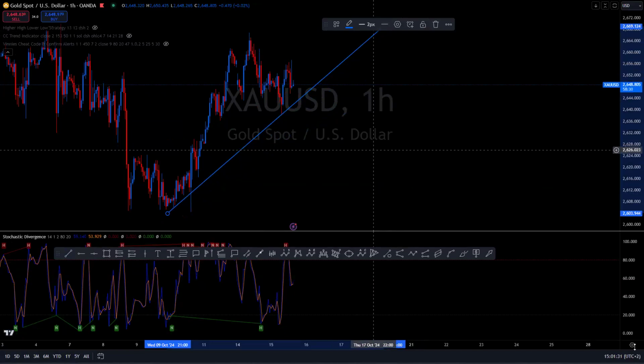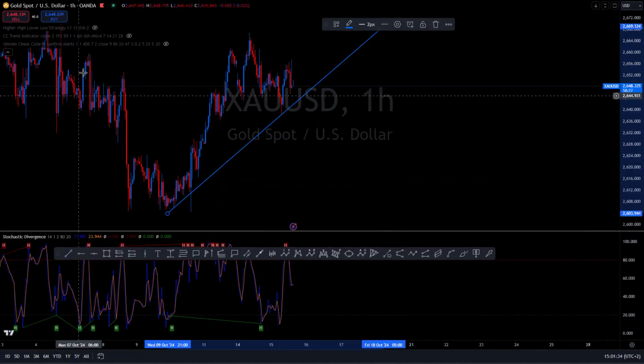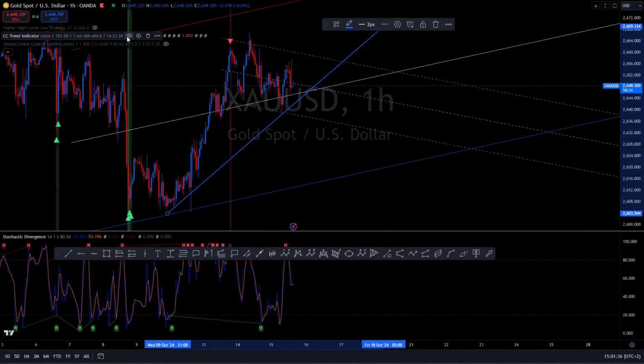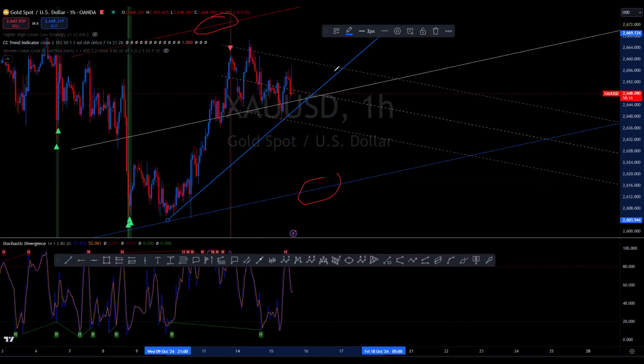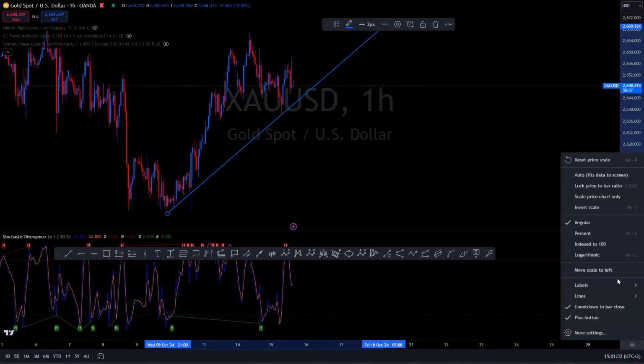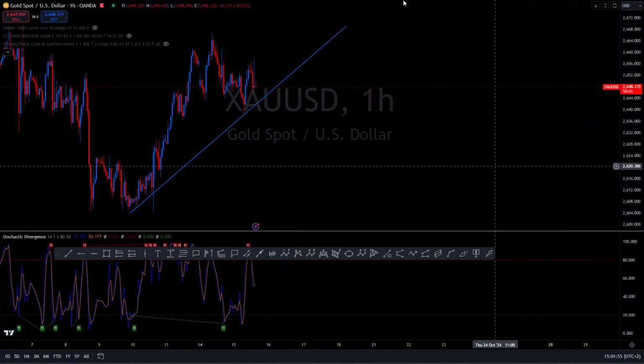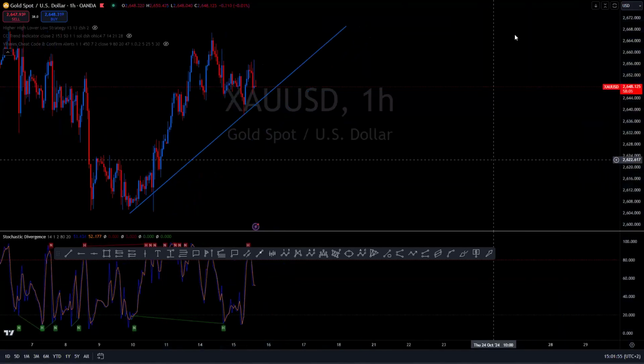So now what we're going to do is turn on the CC trend indicator to see if price is overall bullish with our trend lines, and we can see that price is pushing up. So it lets us know that the overall market is bullish. So that's where we are in confluence with that. Now that we figured that out, we're going to go to the 15-minute time frame.